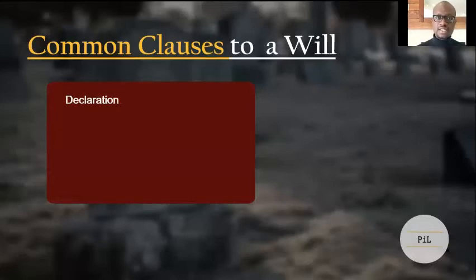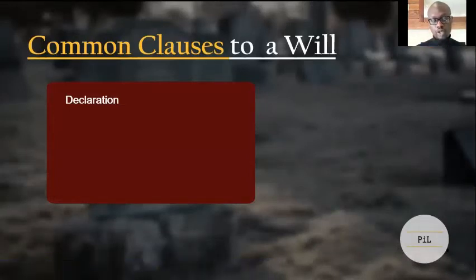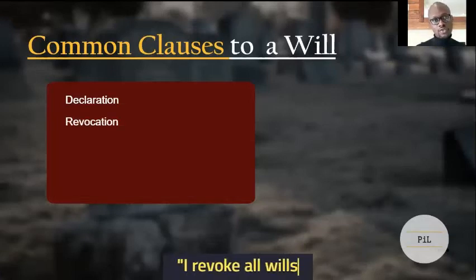A declaration simply states that this will that you've just drafted is your last will, nullifying the previous ones that you've had before, basically making this one the most recent and most binding will there is, should you happen to die. The second one is a revocation clause.